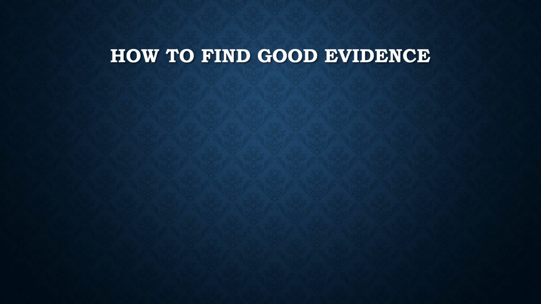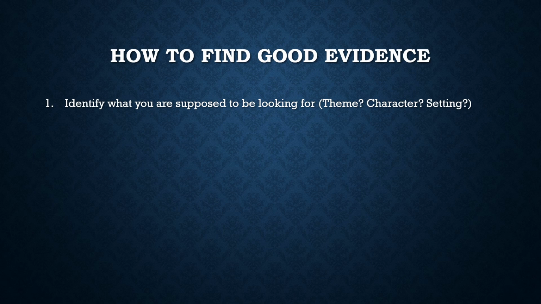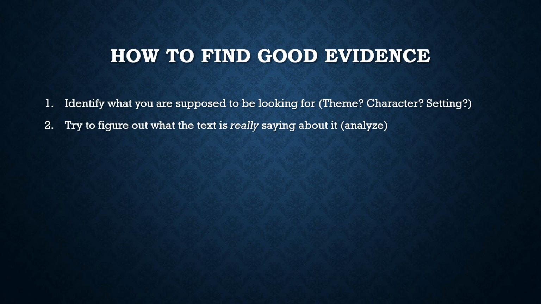So how do you actually find good evidence, particularly in a text? Well, there's a few things you want to do. First of all, you want to identify what you are supposed to actually be looking for. Is your question asking for a theme? Are you looking for something about a character? Are you looking for what the setting of your story is? So you want to identify that first, and then you want to figure out what the text is really saying about that. So you're going to have to analyze a little bit.